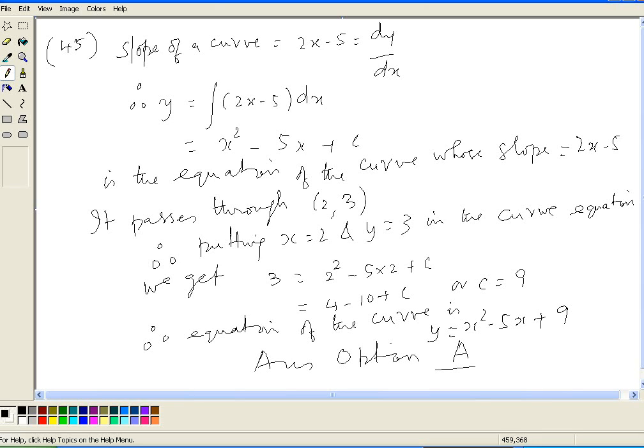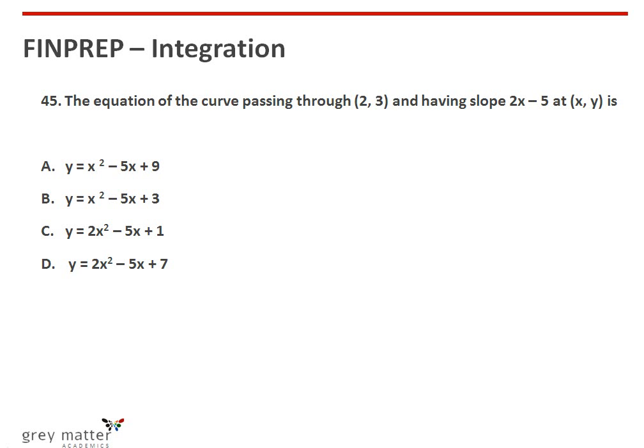Therefore, putting x equal to 2 and y equal to 3 in the curve equation, we get 3 equal to 2 squared minus 5 into 2 plus c, and solving for c, we get it as 9. Therefore the equation of the curve is y equal to x squared minus 5x plus 9, which is option A. Going back to our PowerPoint presentation, it is option A, which is y equal to x squared minus 5x plus 9.